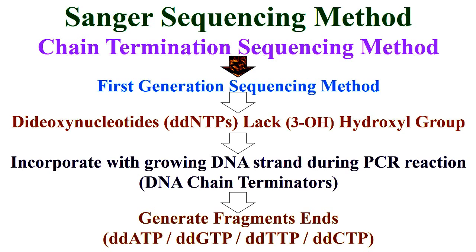Sanger sequencing method, or chain termination sequencing method, is a first-generation sequencing method. It uses ddOxy nucleotides that lack a hydroxyl group and incorporate with the growing DNA strand during the PCR reaction as DNA chain terminators to generate fragments with ends ddATP, ddGTP, ddTTP, and ddCTP, as mentioned in the next slide.